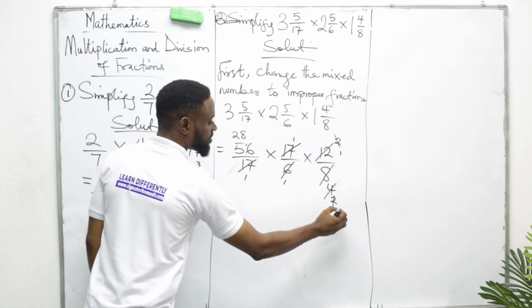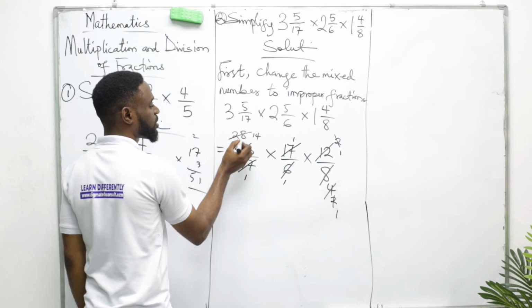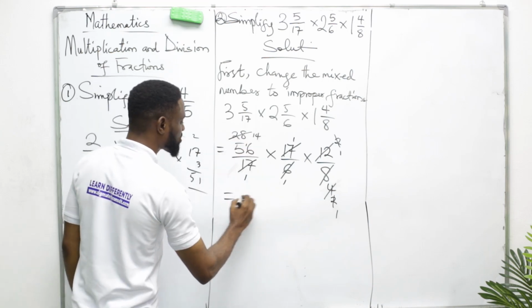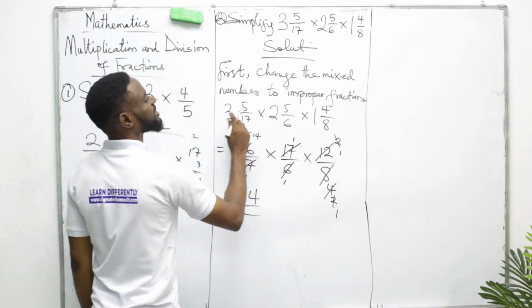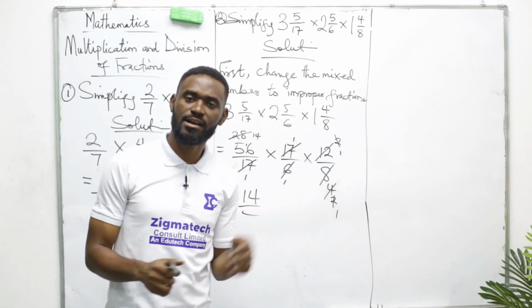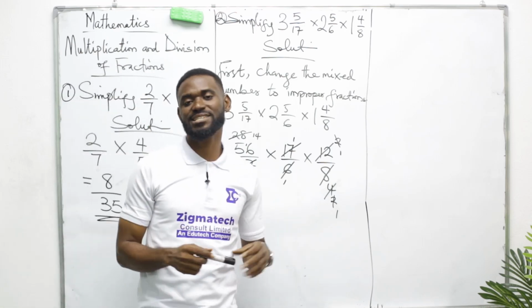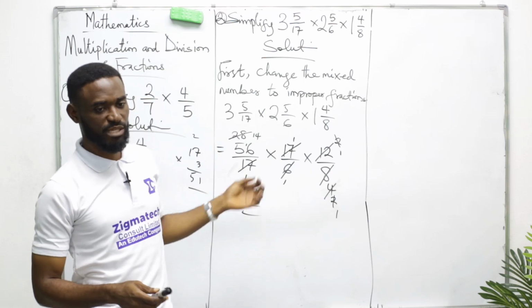So 2 in itself is 1. 2 in 28 is 14, because 2 in itself is 1, 2 in 8 is 4. So the answer of this whole thing is 14. You understand that now? So the answer to this particular question is nothing but 14. So that is how to solve this particular question.